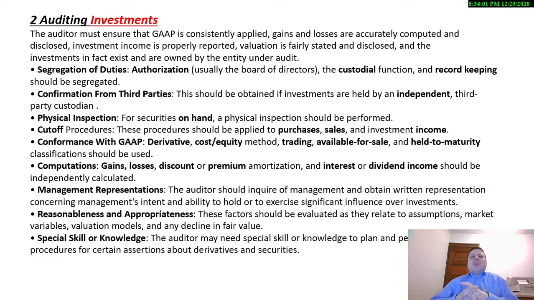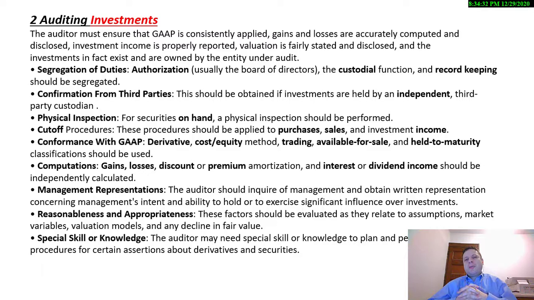Auditing investments. The auditor must ensure that GAAP is consistently applied, gains and losses are accurately computed and disclosed, investment income is properly reported, valuation is fairly stated and disclosed, and the investments in fact exist and are owned by the entity under audit. So first of all, segregation of duties. Authorization, usually the board of directors, should be separate from custodial function and should be separate from record keeping. So investments, very important to keep that in mind.